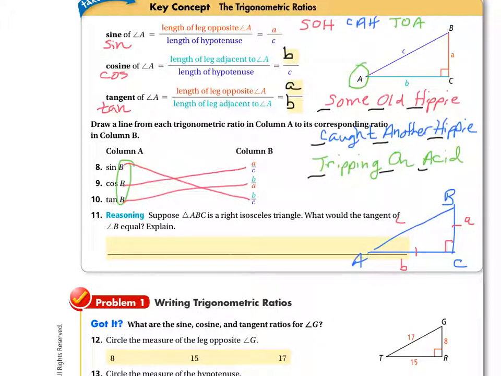So here, if I have the tangent of angle B is equal to side opposite, which would be side B, and side adjacent, which would be A, right? Because here's side opposite, and here's side adjacent. What do you know about A and B? They're equal. So what do you know about two equal numbers being divided by themselves? Exactly. So doesn't this equal one? I don't know what A and B are, but no matter what A and B are, they're going to equal one.